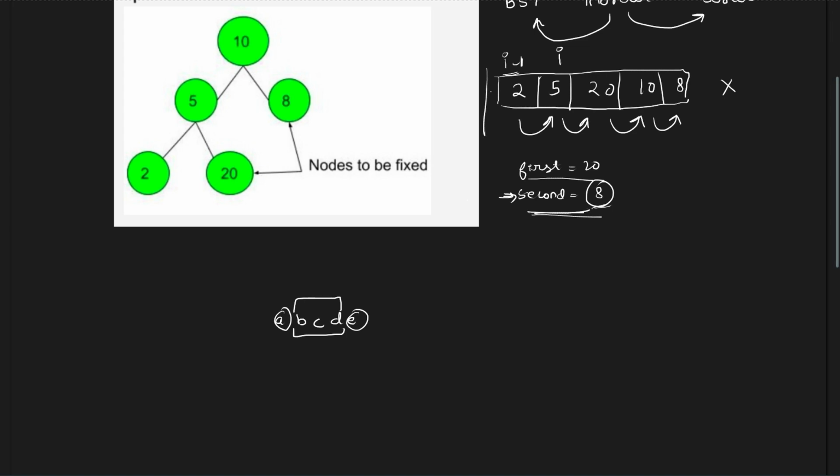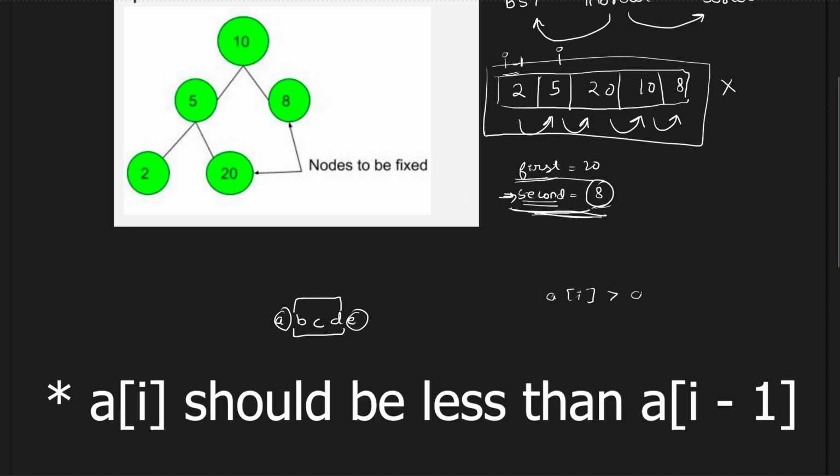In the whole array, wherever we find the wrong positions, the first wrong node would be at the first position at which the array is wrong, and the second would always be the last position at which this is wrong, that is, where a of i should be greater than a of i minus 1.